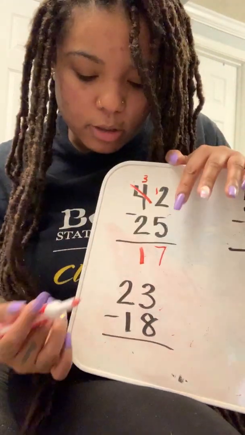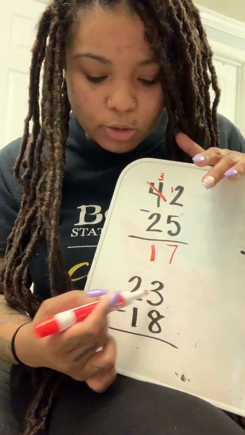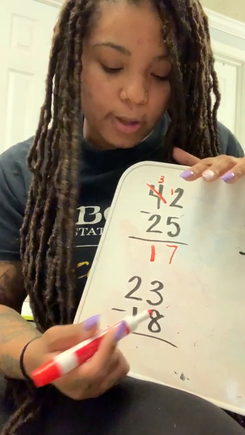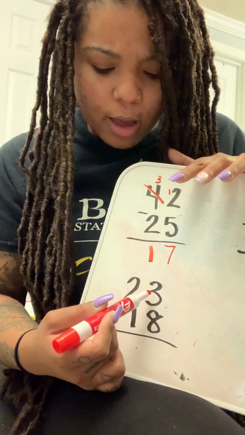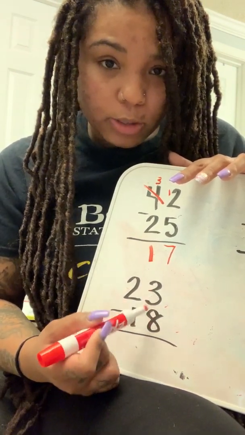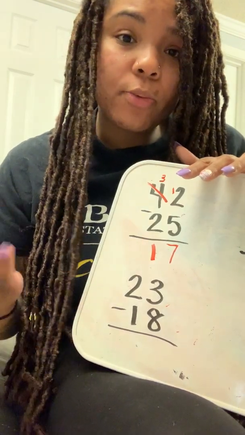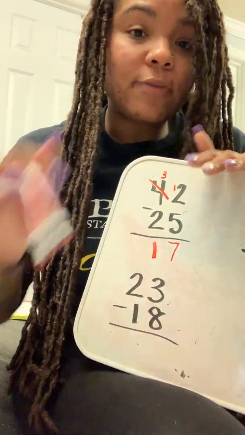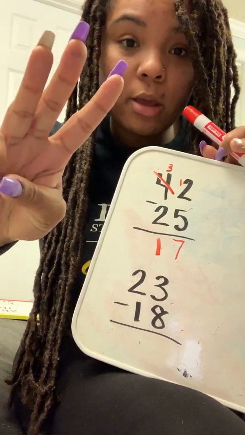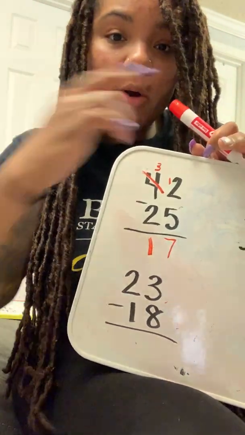Okay, so let's come down here and look at this one. We have 23 minus 18. Again, we're starting in the ones place, as always. 3 minus 8, okay? That's what I have in my ones place. I can't take 8 away from 3, because if I only have 3, there's not 8 for me to take away. So I have to borrow again.